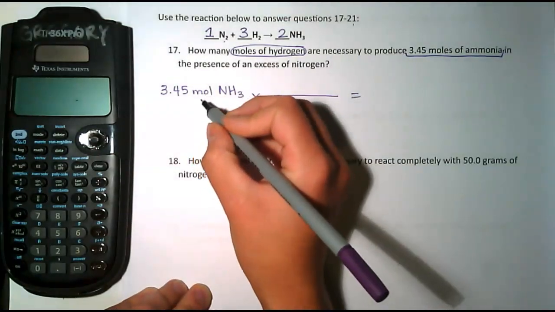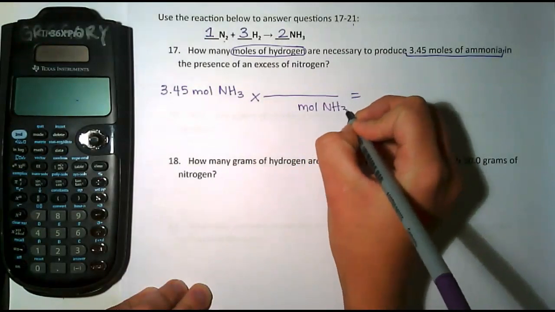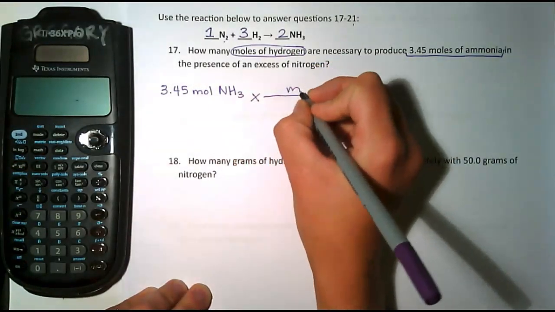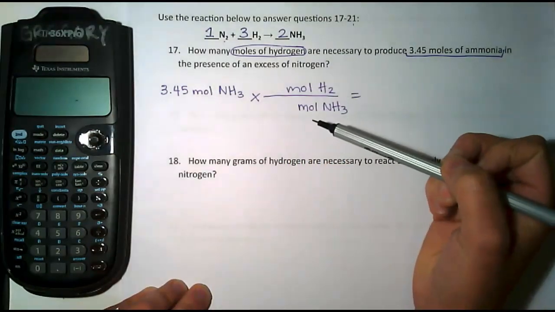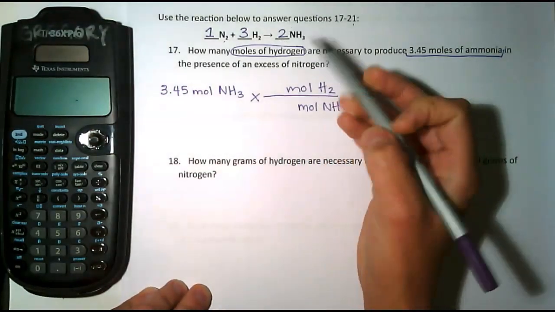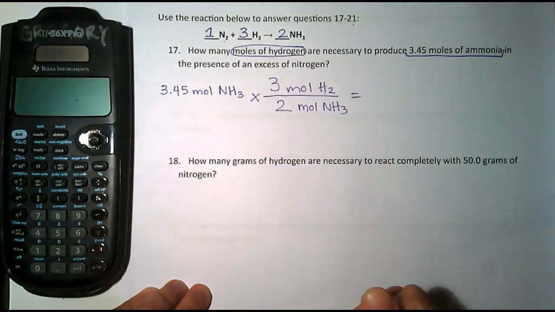So on our conversion factor, we need moles of NH3 to cancel. And we want to get to moles of hydrogen. So moles of H2 will go on top. And then we just need to look at our balanced chemical equation. There are 2 moles of NH3 and 3 moles of H2. So it's a 3-to-2 ratio.